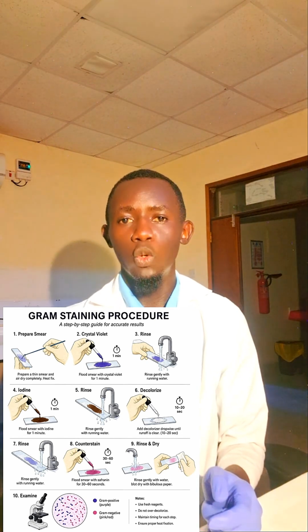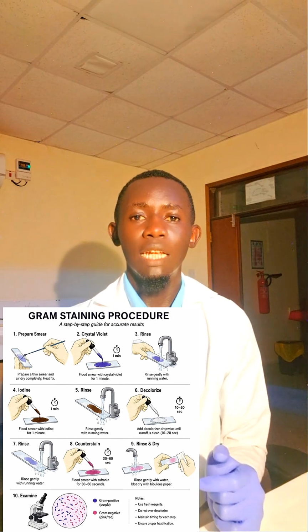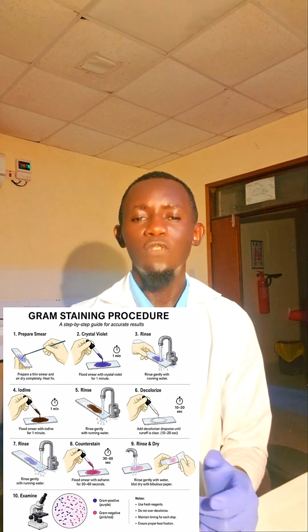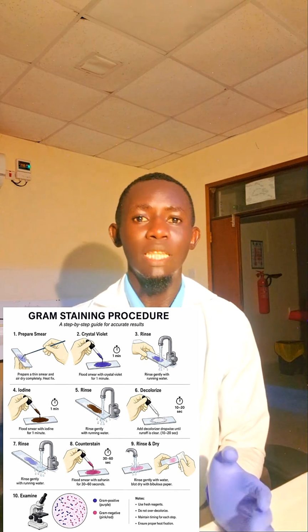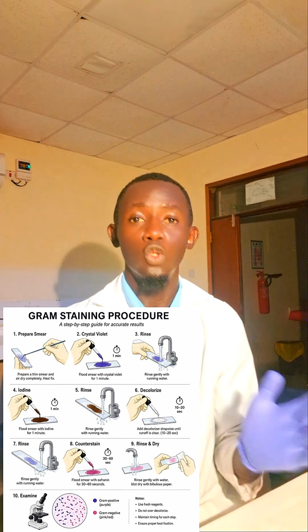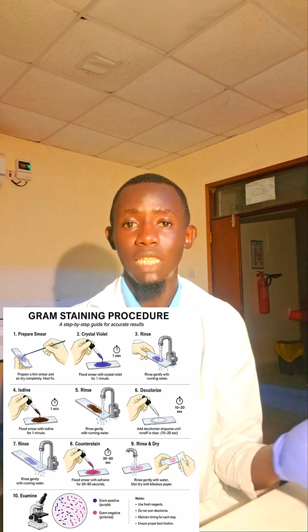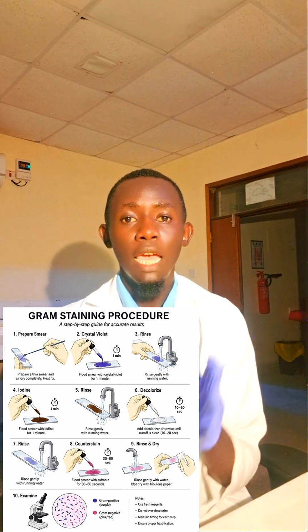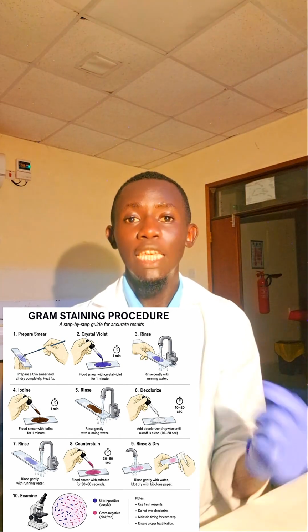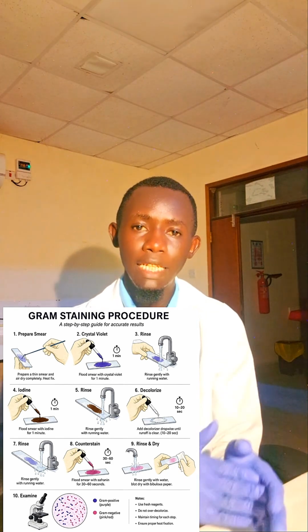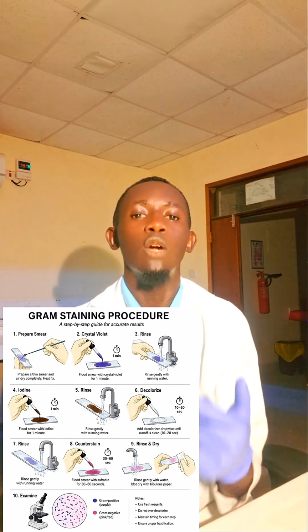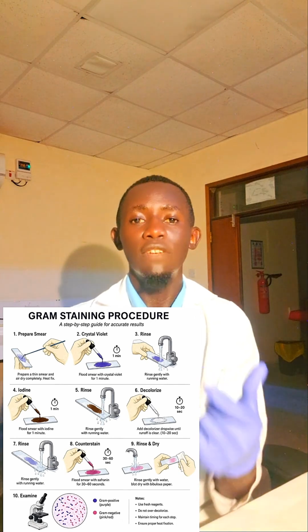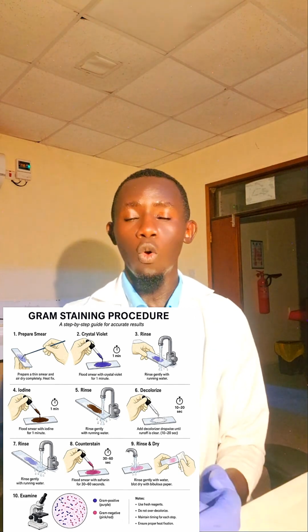Then you do what? You add the decolorizer. Decolorizer, that is acetone, just for 20 seconds. Depending on the company, there's a company that says 15 to 20, or the other company that says up to 30 seconds, but minimally you can do it with 20 seconds. After that, you wash, then you tap to remove the excess water. Then later, you do what? You add the counter stain, which is the safranin. Safranin also, you allow it to stand for 1 minute.